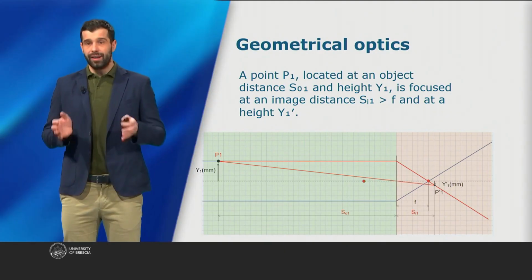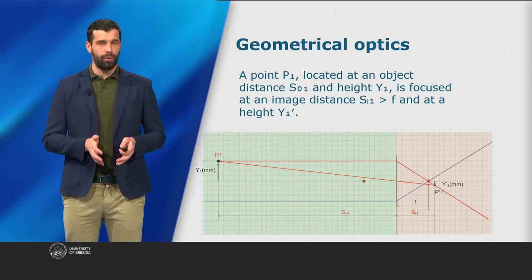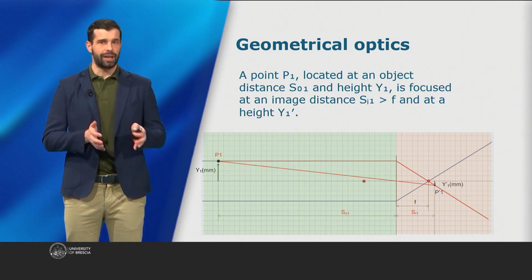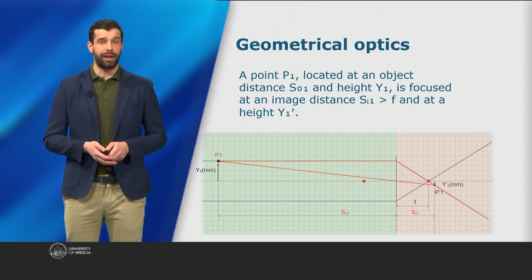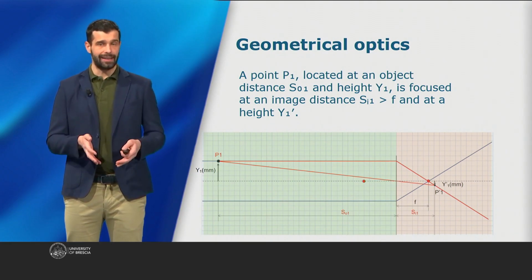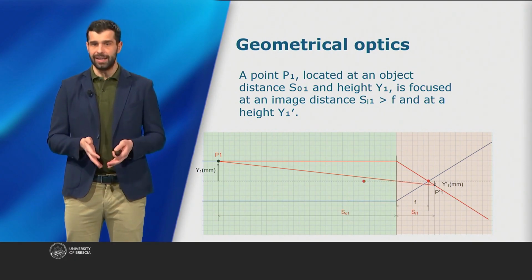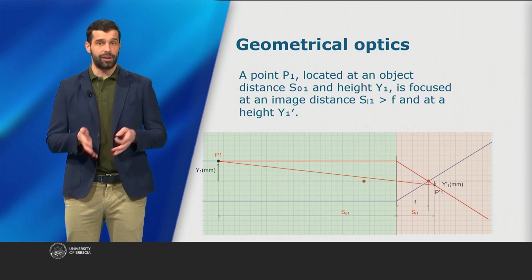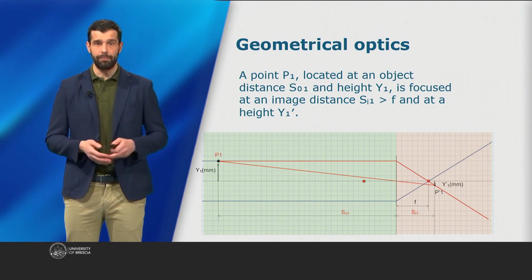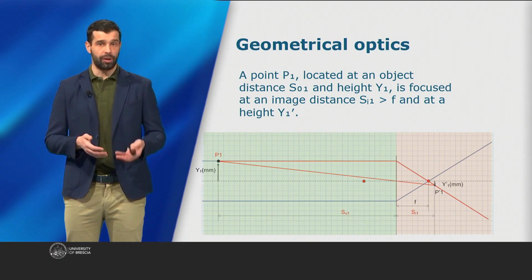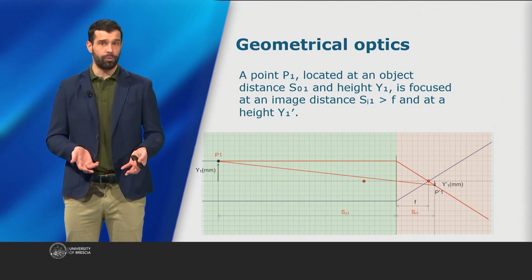Now let's take the point we placed at infinity in the object plane and move it closer until it reaches a distance that is no longer infinite. The light point, which we'll now call P1, is now at a distance equal to SO1 and at a height from the optical axis equal to Y1. The light rays starting from P1 reach the lens and are deflected by it, crossing at a point P1' at a distance SI1 from the lens, greater than the focal length f. The height of P1' relative to the optical axis will finally be Y1'.